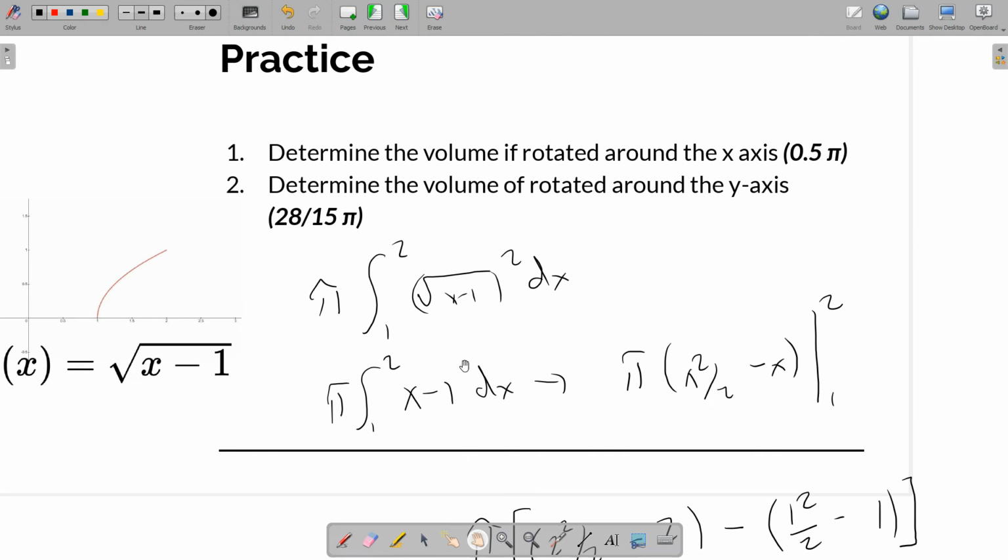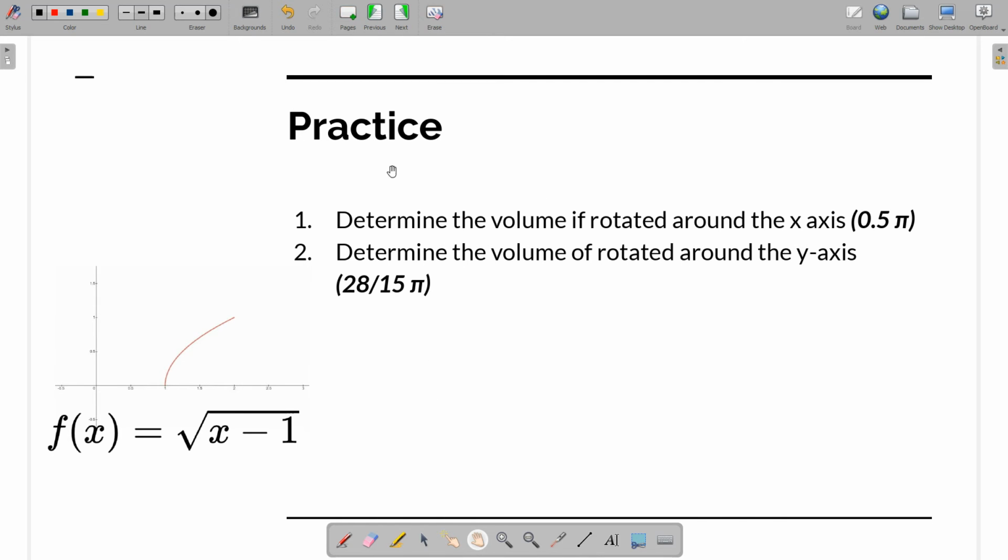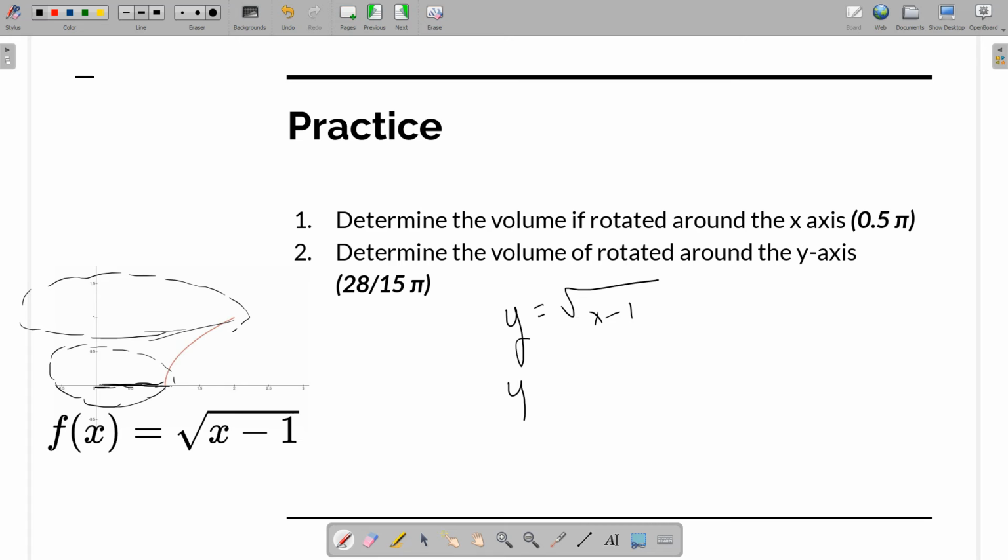All right, so let's clear this, and let's do it around the y-axis now. So again, if I'm rotating around the y-axis, hopefully you can see there that initially my radius is always going to be at least 1, and then get bigger and bigger as I go, kind of like a volcano, I guess. So I got something that looks like this. And so what I want to do is rewrite that in terms of y. So here I have y equals square root of x minus 1. I'll square both sides, y squared, and then add 1 is equal to x. So here's all my radii within that given range.